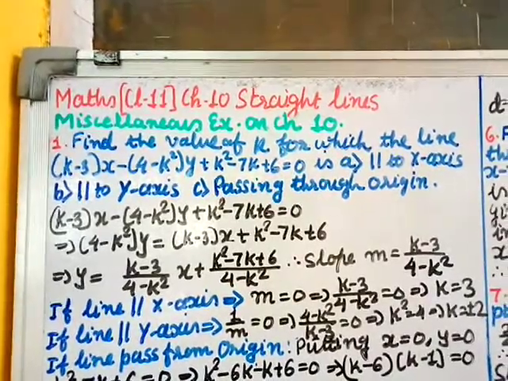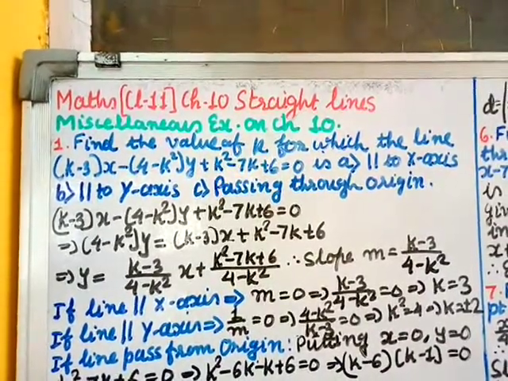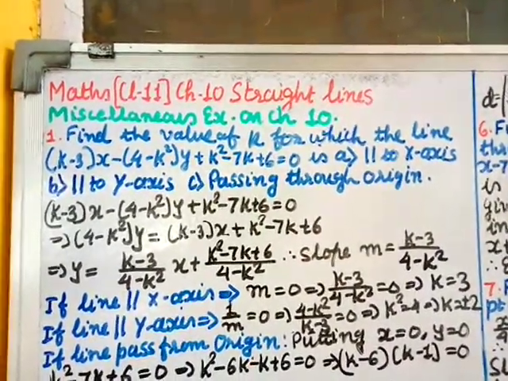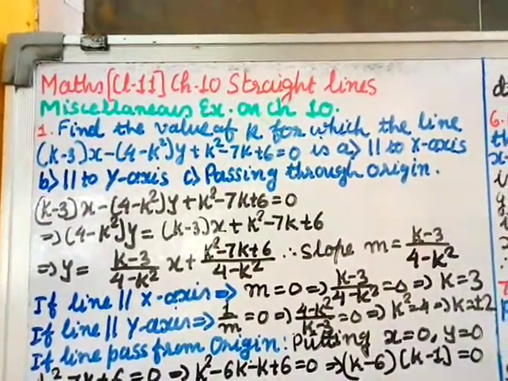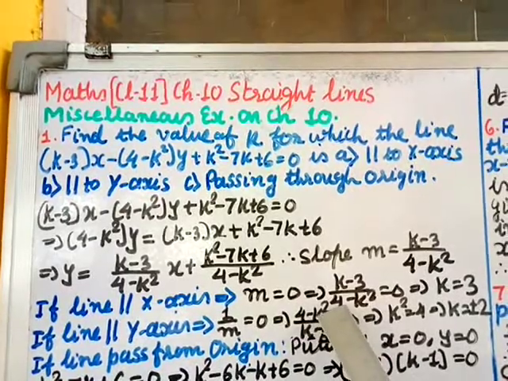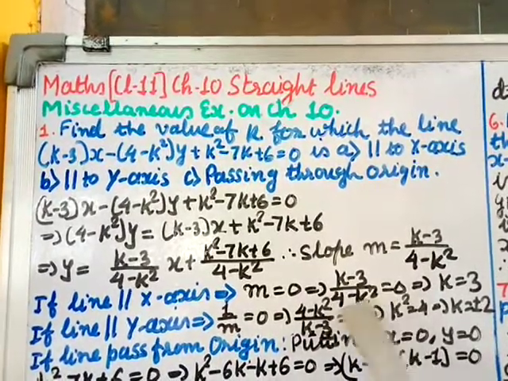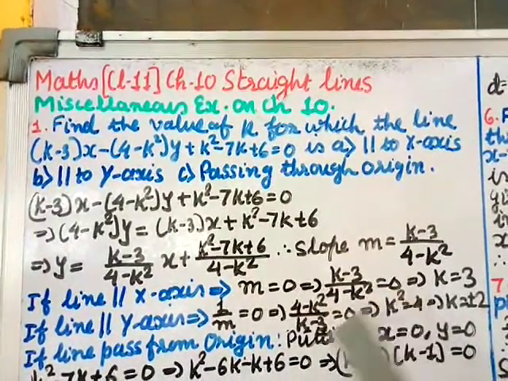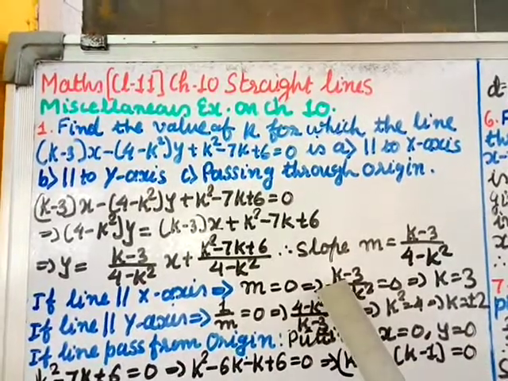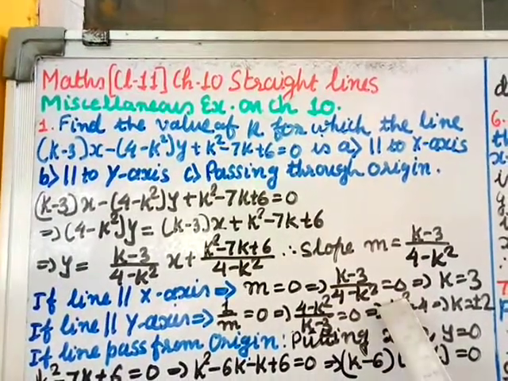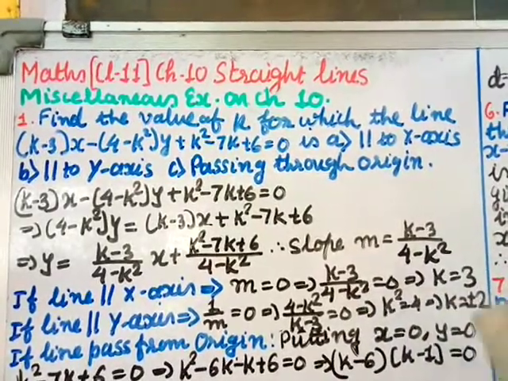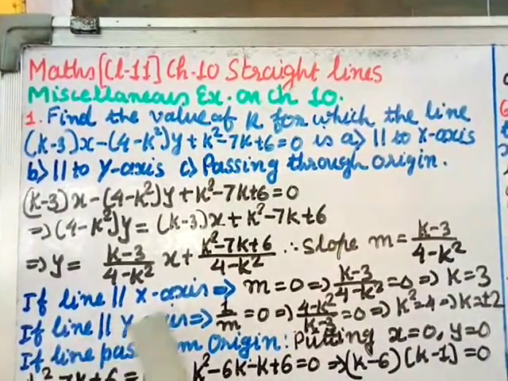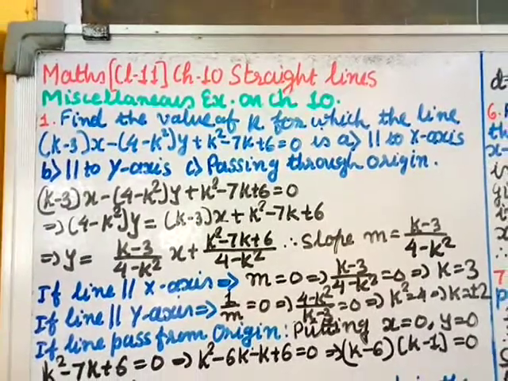Now part A is if line is parallel to x-axis. When line is parallel to x-axis, that means the slope is 0. That means this value equate with 0. So (k minus 3) divided by (4 minus k square) equal to 0. Transfer this over here, multiply with 0, so it will cancel. So you get k minus 3 equal to 0. This minus if you transfer over here, it becomes plus. So you get k value as 3. So when the line is parallel to x-axis, k value is 3.